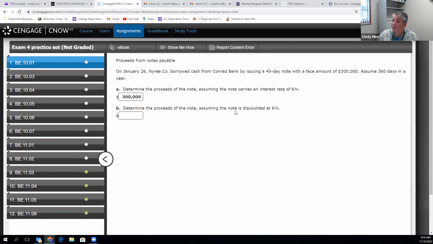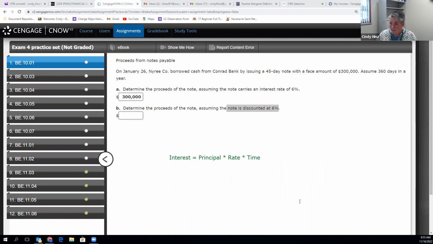But Part B, what makes Part B different is it tells us the note is discounted at 6%. And that means that the interest is calculated upfront and subtracted to determine how much Conrad Bank is actually going to give to Nairi Company. And to calculate that, we're going to use the same formula, the simple interest formula, I equals PRT, principal times rate times time. And we just need to make sure that our rate and time are in the same terms.